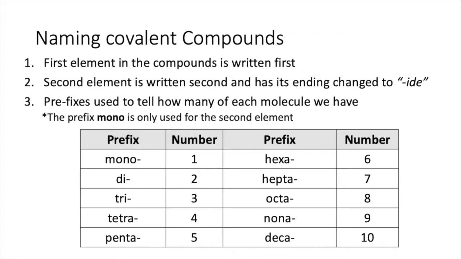So here are your prefixes. When you have one of something, it's mono. Again, don't use that on the first element in the compound. 2 is di, 3 is tri, 4 is tetra, 5 is penta. Those are the most common ones, but you can go higher than that. 6 is hexa, 7 is hepta, 8 is octa, 9 is nona, and 10 is deca. You'll notice that there's a chart like this on your polyatomic ion chart that you can use to help you. You don't have to memorize them.